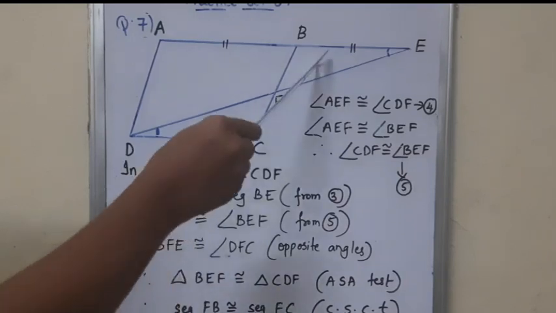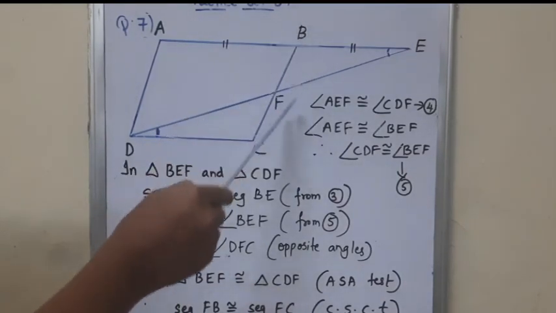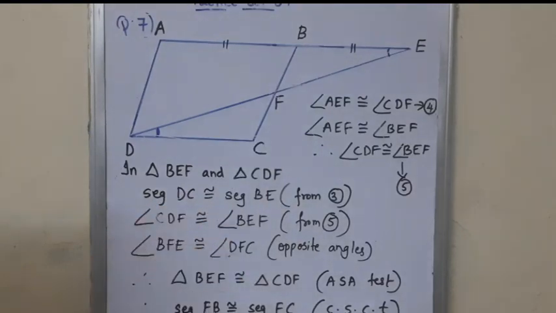If two triangles are congruent, then FB and FC are the corresponding sides of congruent triangles. Therefore, these two are also congruent. Hence, the question is proved.